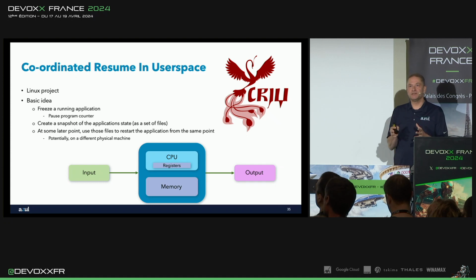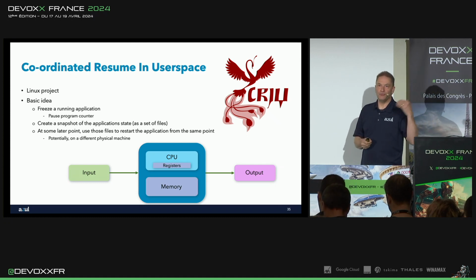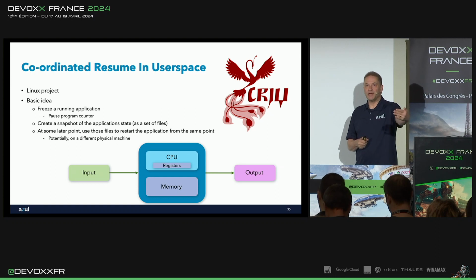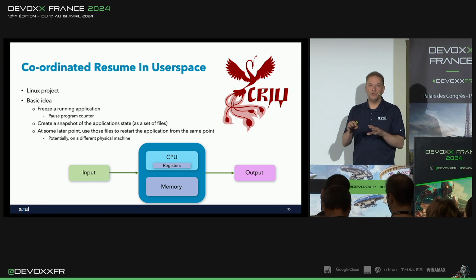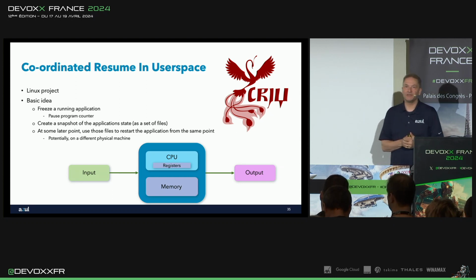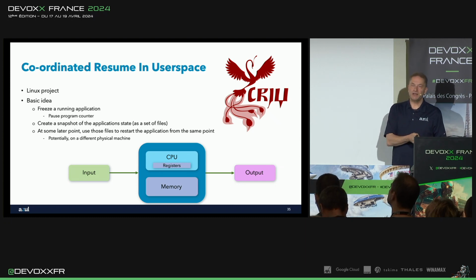So what CRIU does is say, okay, you're running your application. Think of it like your laptop. You're running an application on your laptop and you close the laptop. Now that stops the application from running, doesn't it? When you open the laptop again, the application is in the state that it was before, and you can carry on with your word processing document or your web browsing or whatever. So what we can do in Linux is the same thing for an application.